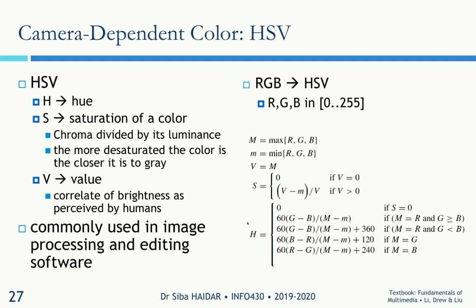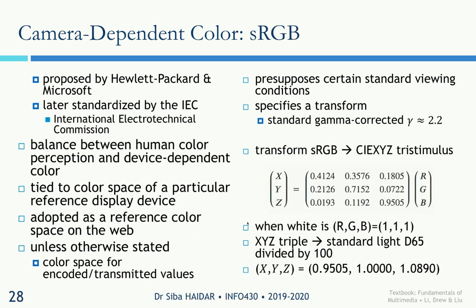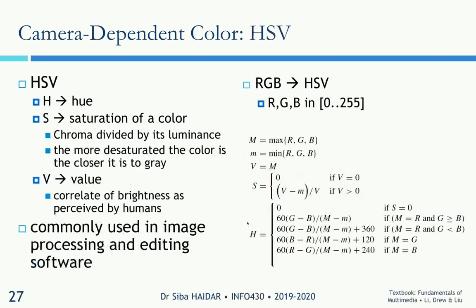We will now see 2 camera dependent color schemes, which are HSV and sRGB, which is standard RGB. For HSV: hue, saturation and value. The hue is the color, the pure color. Saturation stands for the saturation of the color, and it is the chroma divided by its luminance. So the more desaturated the color is, the closer it is to gray. And the more saturated it is, the more pure the color is. And you have also the third primary, which is the value, which correlates to the brightness as perceived by humans.